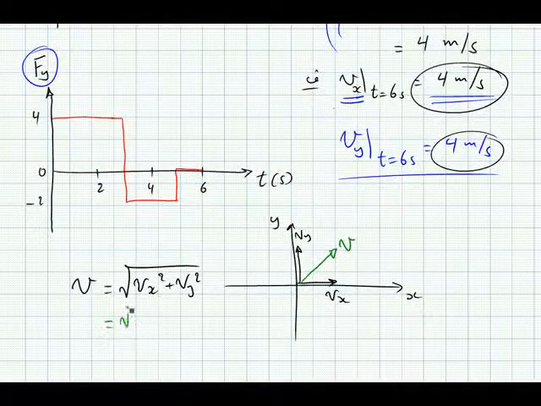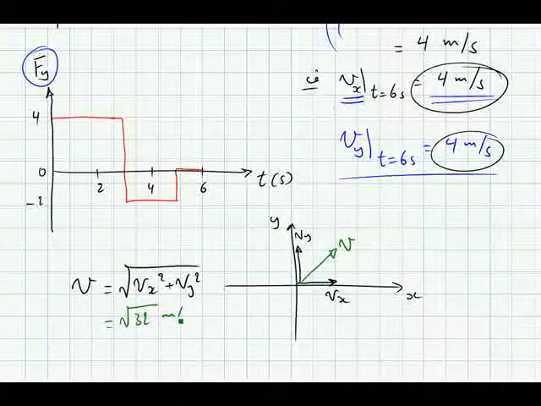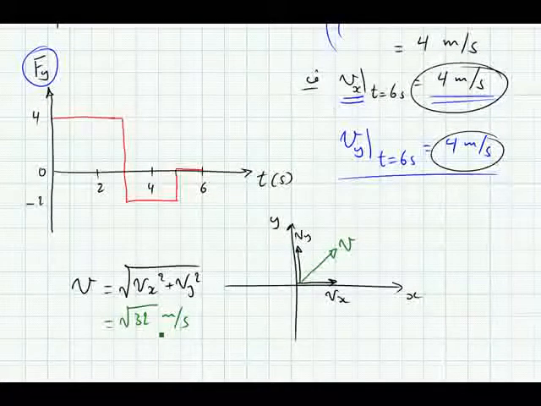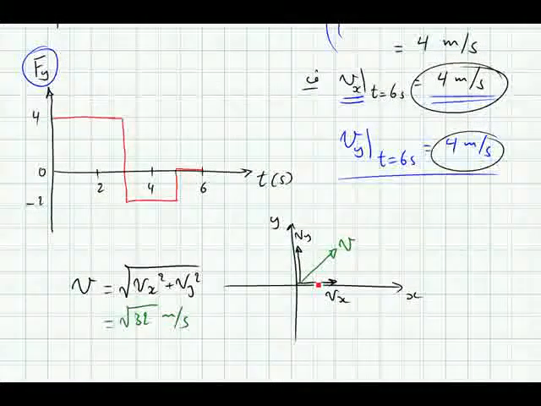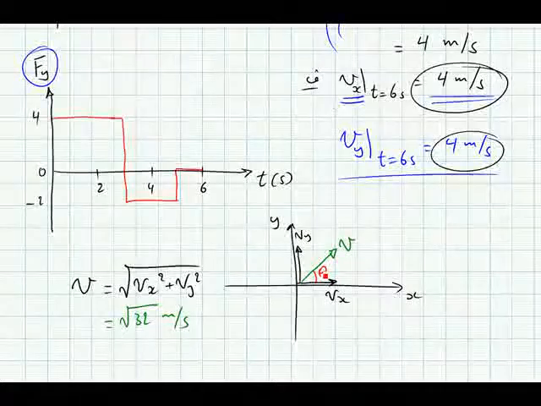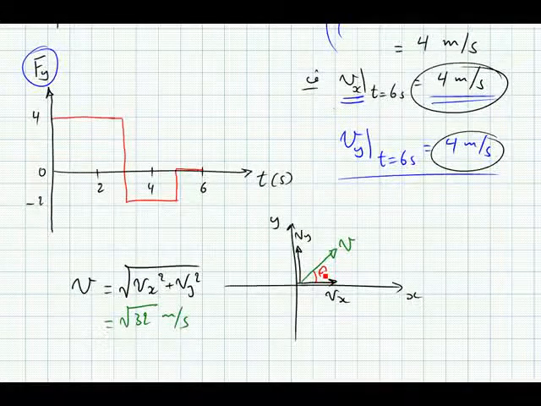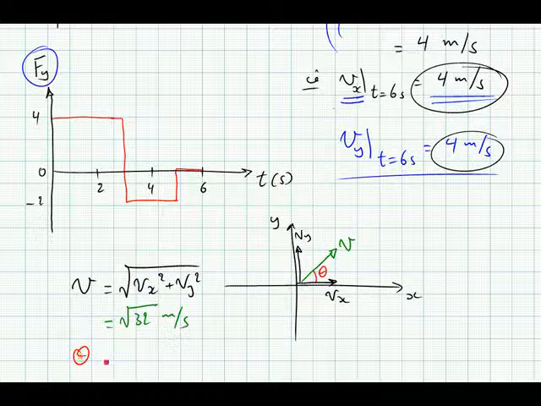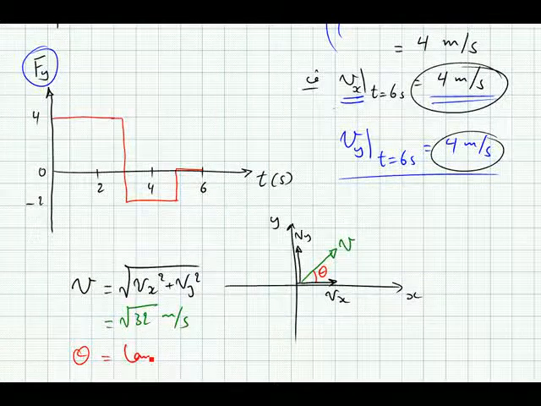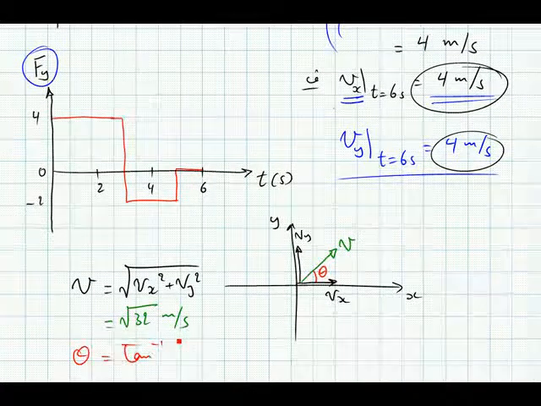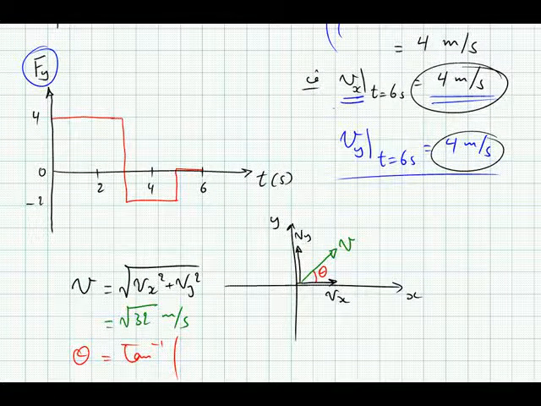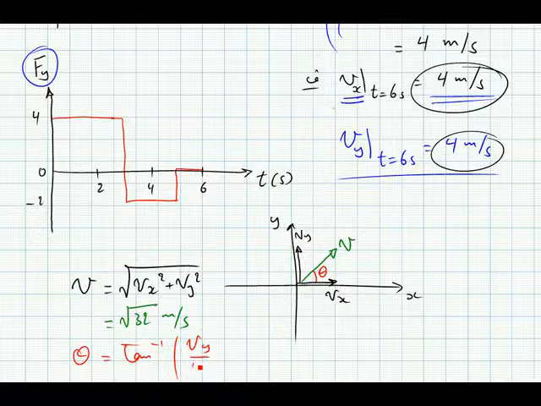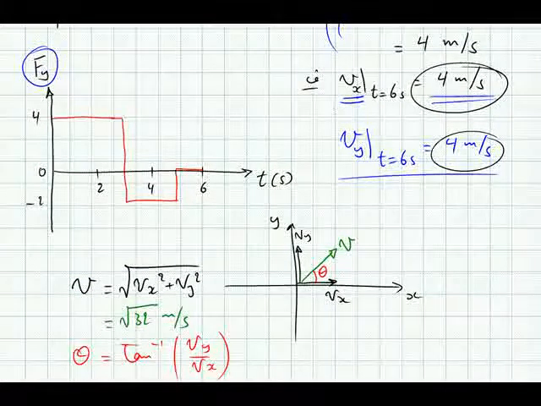In this case, this would be a square root of 32 meters per second for the magnitude of v. As for the direction of v, to find angle theta with respect to the x-axis, theta is equal to inverse tan. We've covered all this in chapter 1 or 2, I don't remember which chapter, but way back. Tan to the minus 1 of Vy divided by Vx.